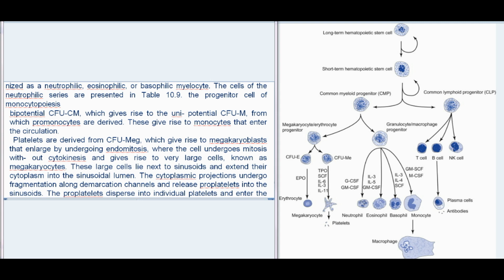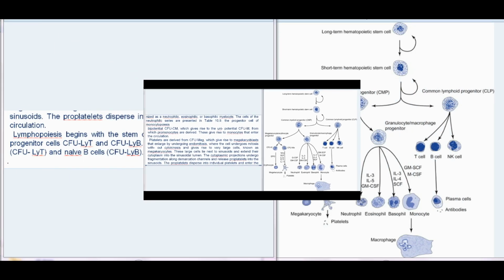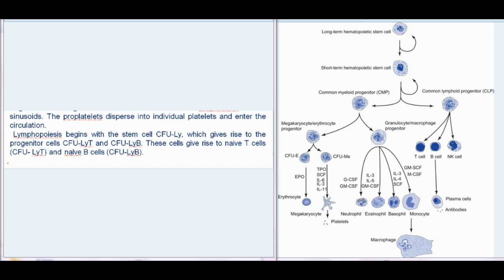These large cells lie next to sinusoids and extend their cytoplasm into the sinusoidal lumen. The cytoplasmic projections undergo fragmentation along demarcation channels and release proplatelets into the sinusoids. The proplatelets disperse into individual platelets and enter the circulation. Lymphopoiesis begins with the stem cell CFU-Ly, which gives rise to the progenitor cells CFU-LyT and CFU-LyB. These cells give rise to naive T cells, CFU-LyT, and naive B cells, CFU-LyB.